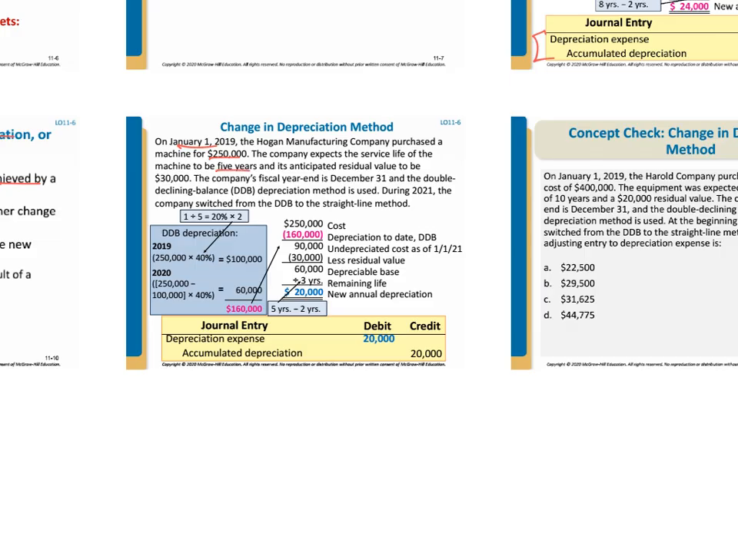Company expects service life to be 5 years, residual value to be $30,000. Company's year end is December 31st, and it uses the double declining balance method. During 2021, the company switched from double declining balance to the straight line method. How is it that we handle this? Again, this is a prospective change that we're going to do, but the first thing we have to do is calculate the amount of depreciation expense.